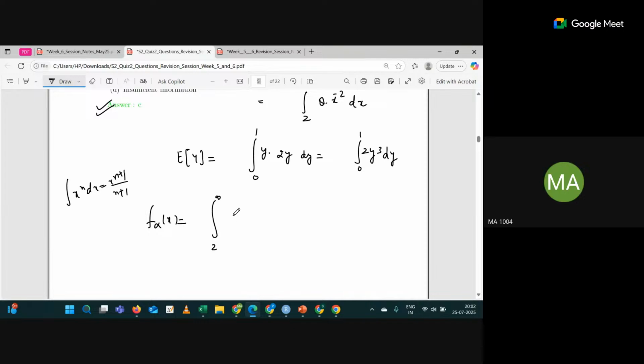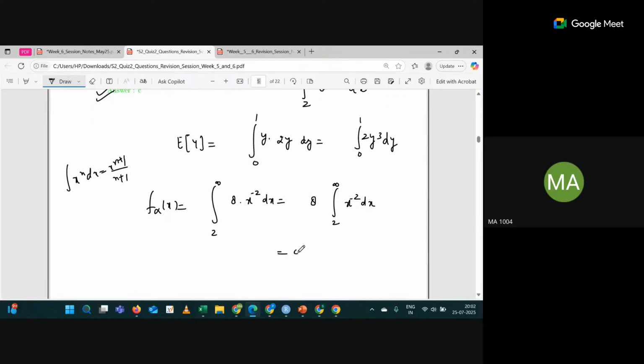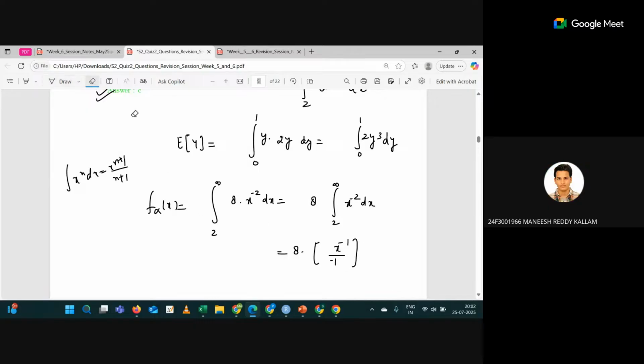Yeah, so this is the integral of 8x^(-2) dx from 2 to infinity. If I solve this, it will give me x raised to power minus 2 plus 1, that is x^(-1), divided by minus 1. Minus 1 only, right? Yes, sir. Am I doing correct? Now this will be from 2 to infinity.